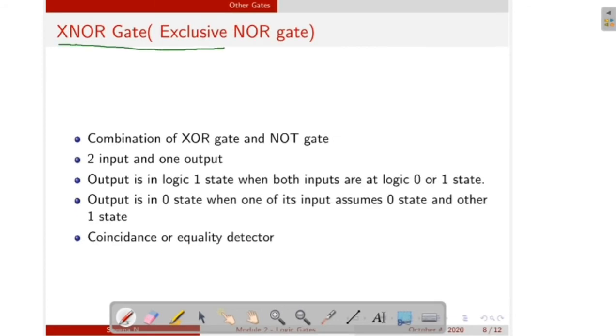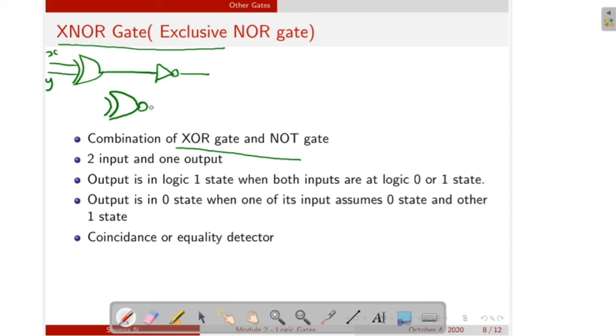Next is XNOR gate or exclusive NOR gate. Exclusive NOR gate is the combination of XOR gate and NOT gate. That means here is the XOR gate, X and Y are the inputs, and output of XOR gate is connected to a NOT gate. Okay, so we can draw the logical symbol of this XNOR gate as XOR gate followed by a bubble symbol. This bubble indicates the complement operation. So we get the output as complement of XOR gate.